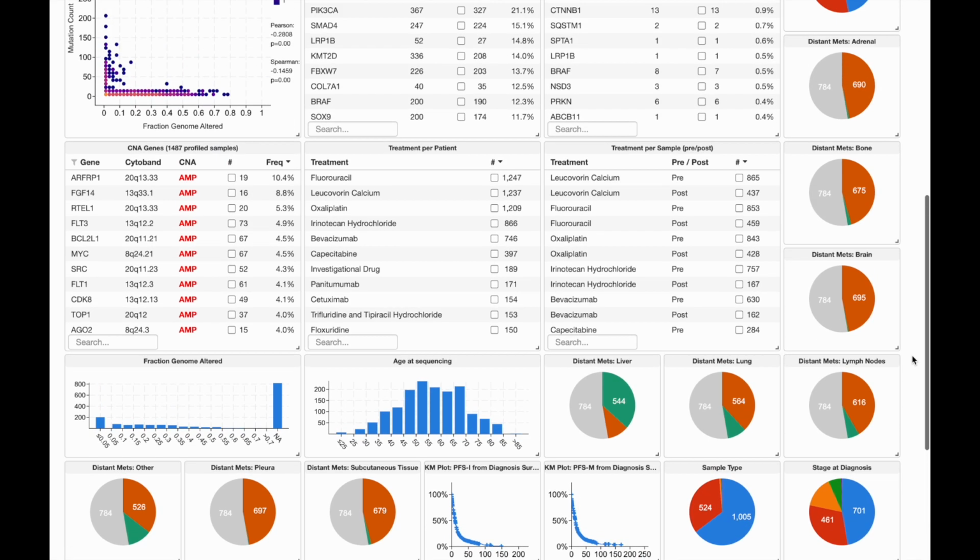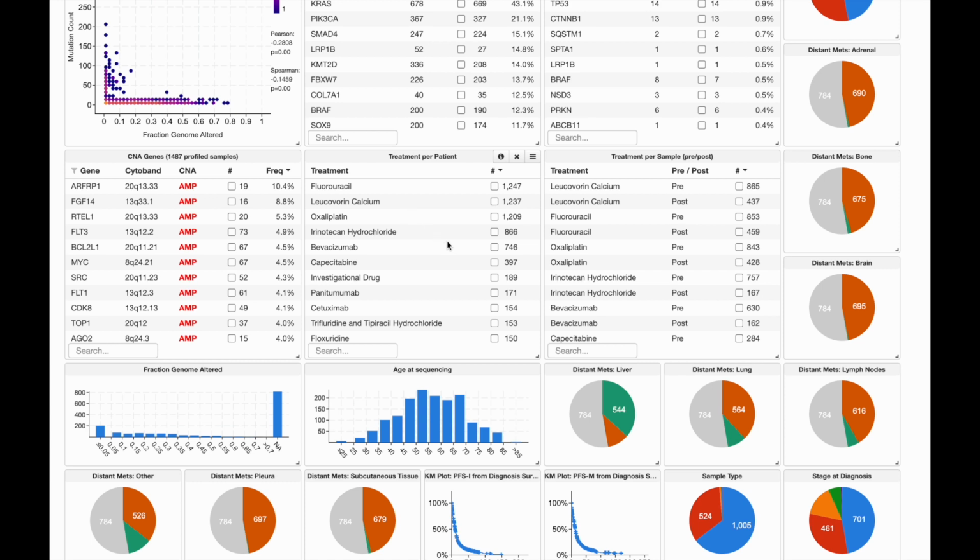Now, I'd like to come back to two charts in the middle of the page that I've skipped so far, and these are related to treatment. So the first chart is telling us, did this patient receive a particular drug? We can see, for example, that 866 patients in this cohort received irinotecan at some point in their clinical course. The second chart breaks it down by timing. So for the sample that was sequenced, was that acquired before or after the patient received a particular drug?